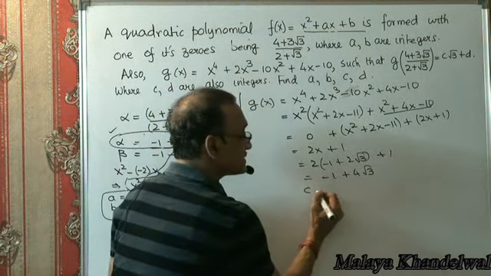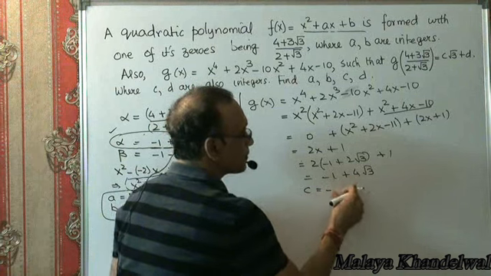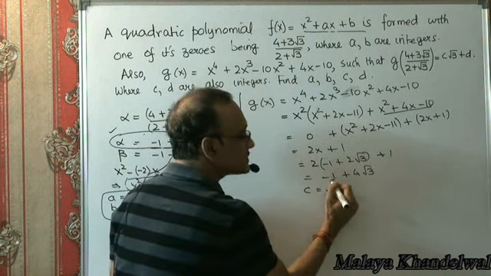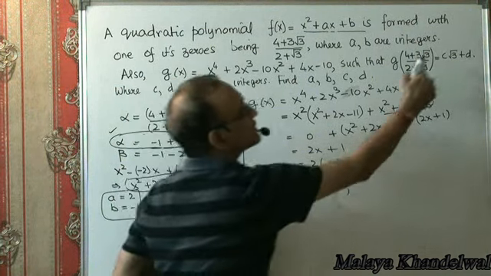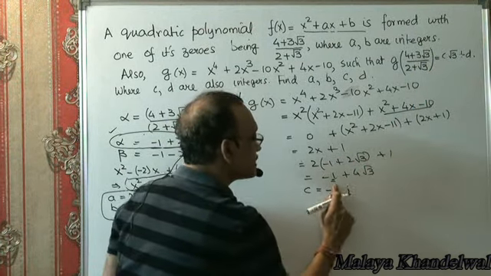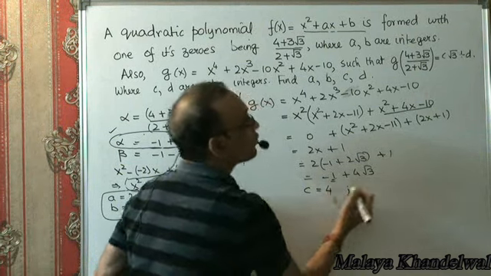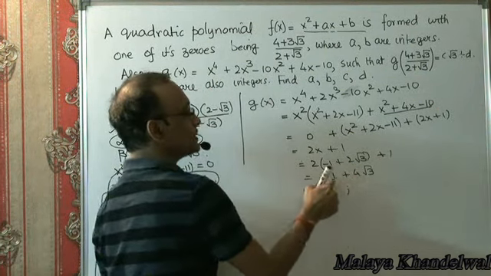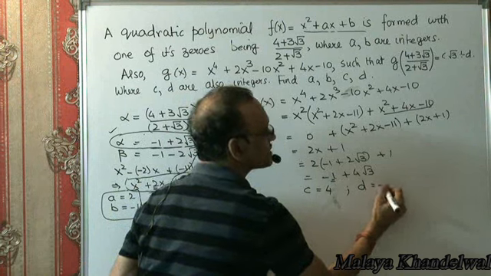So very clearly c must be, out of comparison, minus 1. This must be c, and what must be d? C turns out to be 4, and what about d? D turns out to be minus 1.